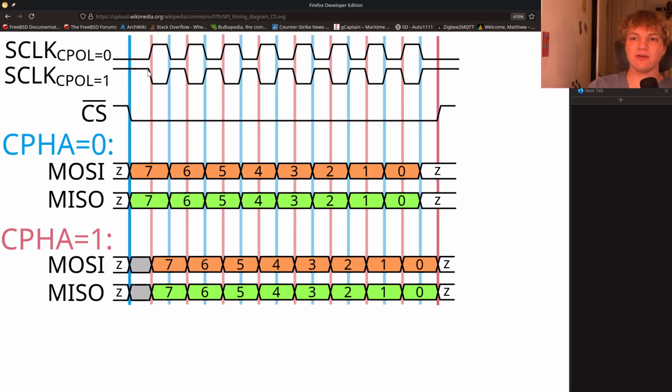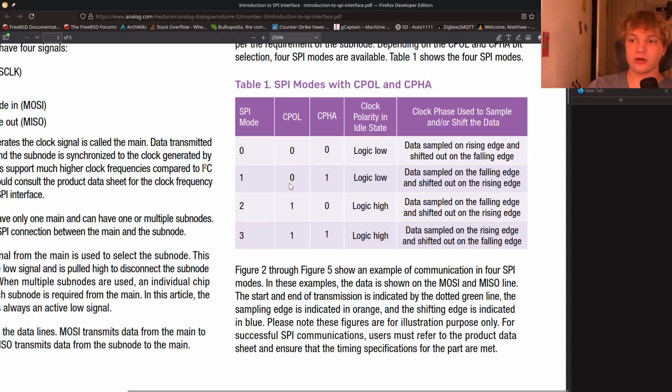So you can see here our first state change, we're going to keep using clock phase 0 for now. Our first state change is a high to a low. So this is a falling edge. So here you can see that we sample data on a falling edge and we shift data out on a rising edge. Let's double check that real quick. So clock polarity 1, clock phase 0, data sampled on the falling edge, shifted out on the rising edge. You can see we confirm it.